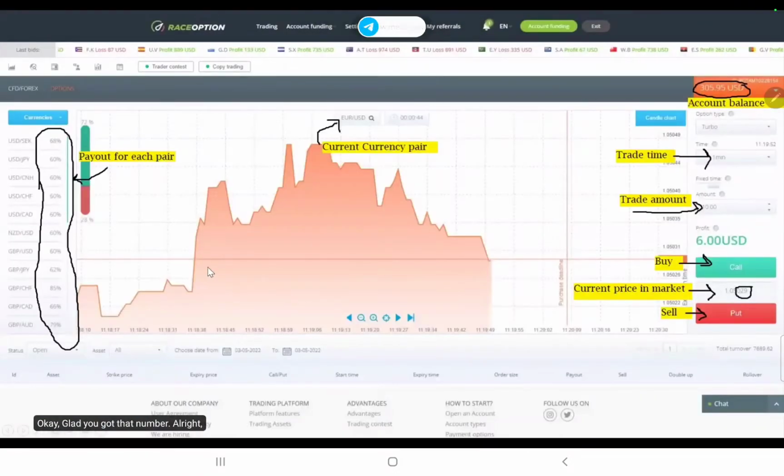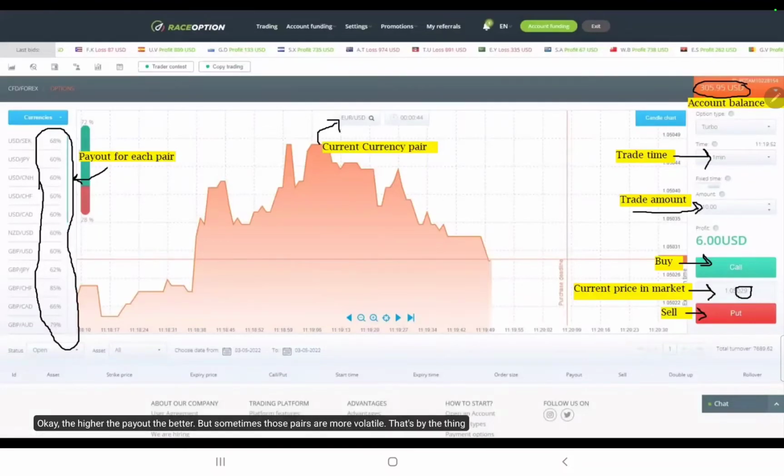All right, so broker really quick, I just want to go over this. On your broker, it might look a little bit different than this. This is just my Quotex option, what I use for a demo. Over here, you'll have your currency pairs, and you can scroll through there. Over here, these different percentages are the payout for each pair. We usually recommend only trading pairs that are 70% or above. The higher the payout, the better, but sometimes those pairs are more volatile and that's why they're paying out more.